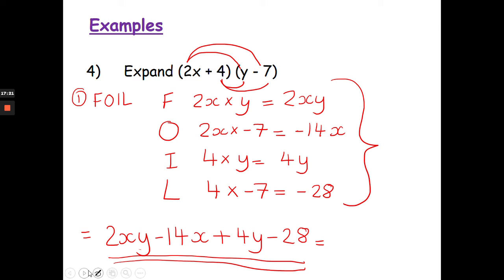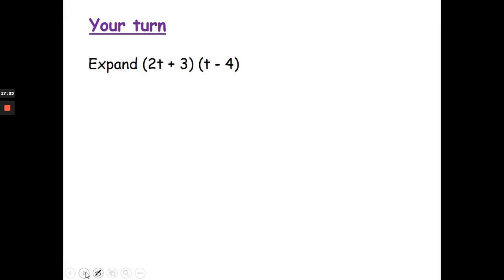Okay, so I'm going to give you a second to have a go at this one over here. So if you want to just pause the video, it's a good way to just practice what we've learnt. And then I will show you the final answer in a moment.